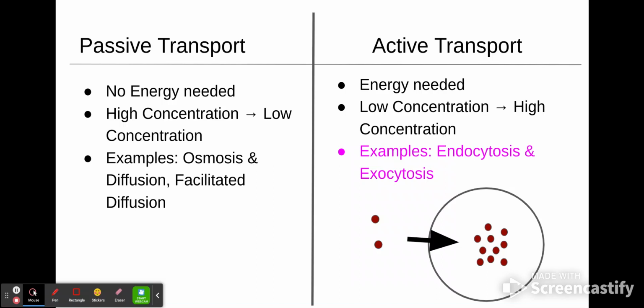So what are some examples then? We have endocytosis and exocytosis. We haven't learned about those. We're going to take a look at those in a second. So if we look at the beginning, endocytosis, see the word in or N in front of it? That means stuff is going in. Exocytosis, stuff is exiting.